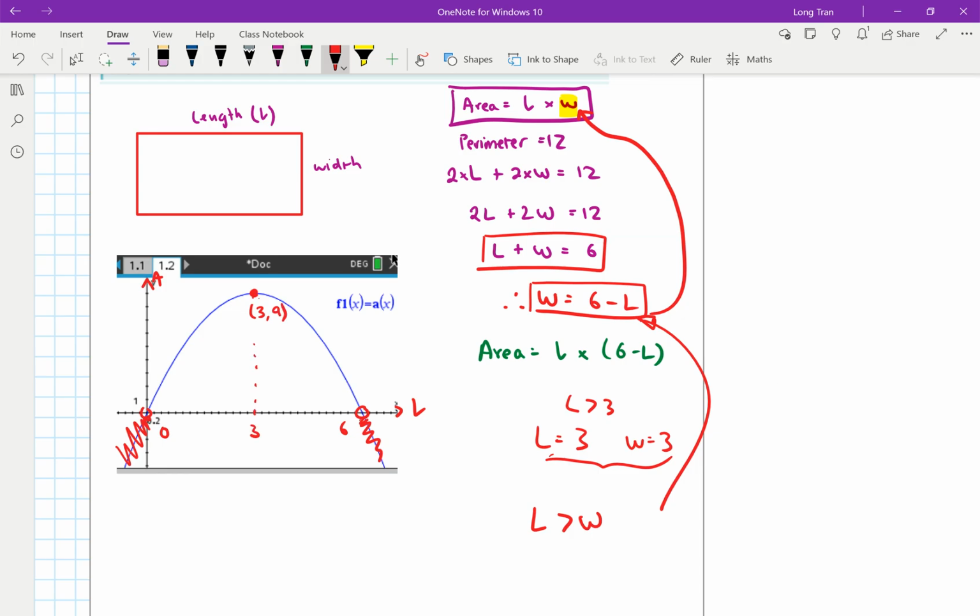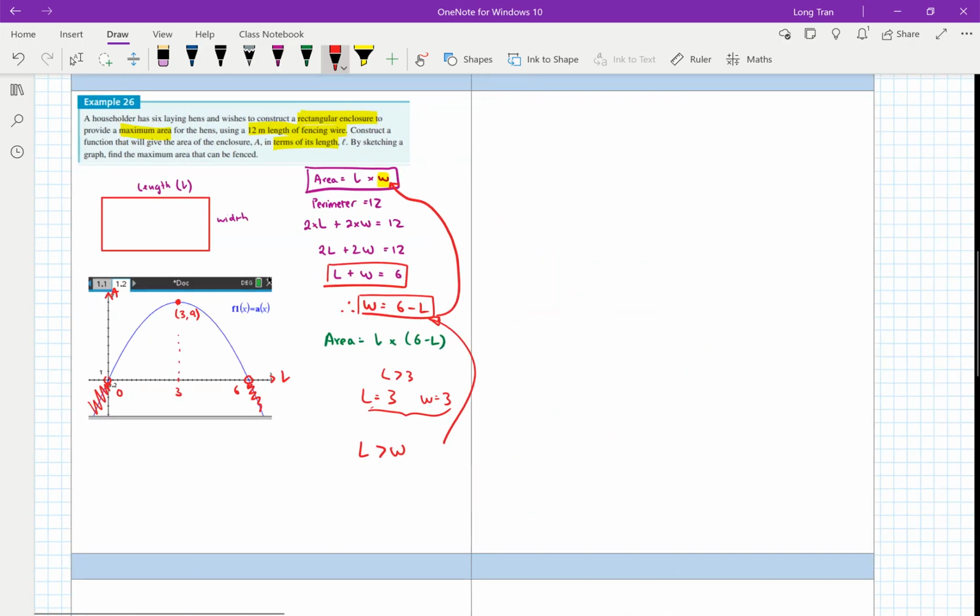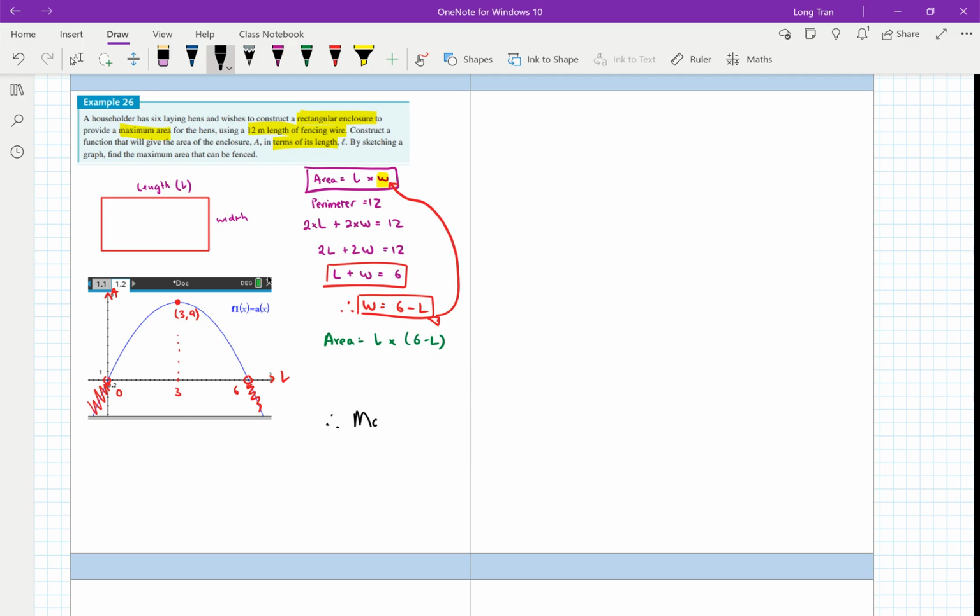So this is where 3 is. Okay, so length clearly always has to be bigger than 3, and the area is clearly 9 when that does happen. The other stuff that I was talking about, you can ignore. We answered the question: find the maximum area that can be fenced. Well, the maximum area that can be fenced, therefore, can only be 9. Is it in meters? Square meters. So that's the maximum area that can be fenced: 9 square meters.